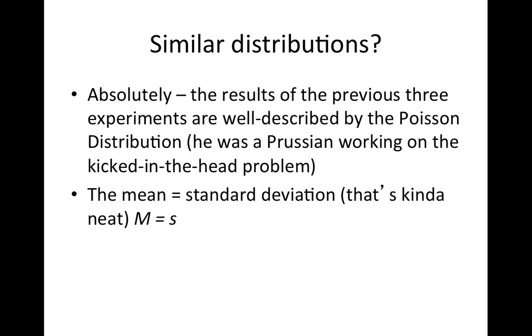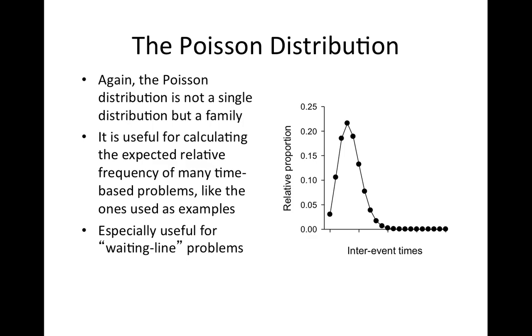Absolutely. The results of the previous three experiments are well described by the Poisson distribution. And he was a Prussian working on the kicked-in-the-head problem, believe it or not. He was studying soldiers getting kicked to death by horses in the Prussian army. Interesting thing about a Poisson distribution is that the mean is equal to the standard deviation. And that's kind of neat. That's a little side fact. It's not really relevant. The Poisson distribution, again, is not a single distribution, but a family of distributions. And it's useful for calculating the expected relative frequency of many time-based problems, like the one used as example. It's especially useful for waiting line problems.